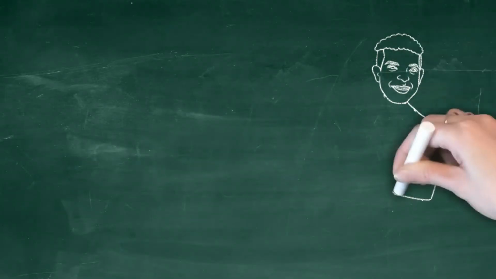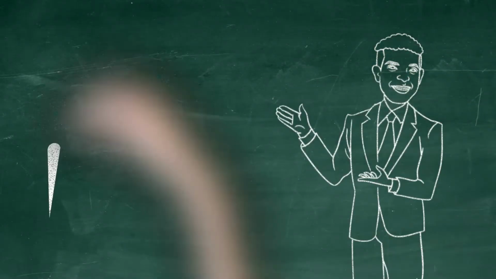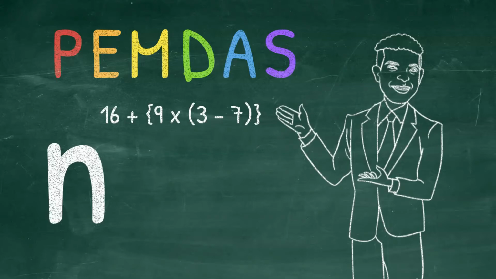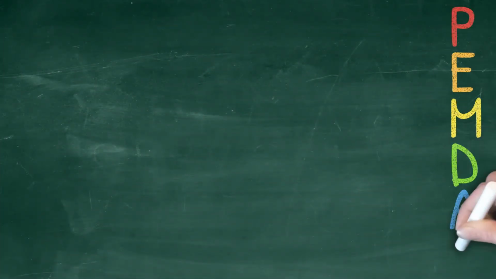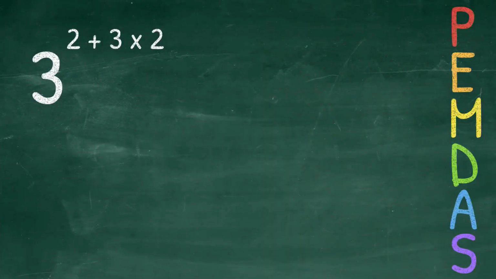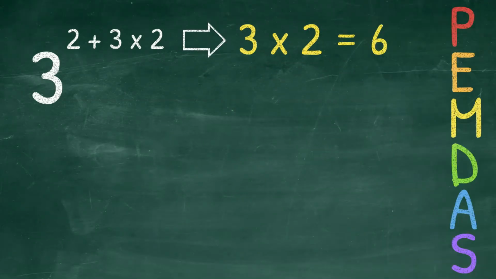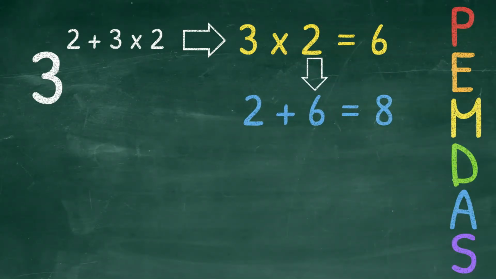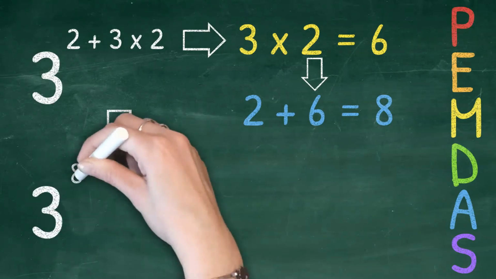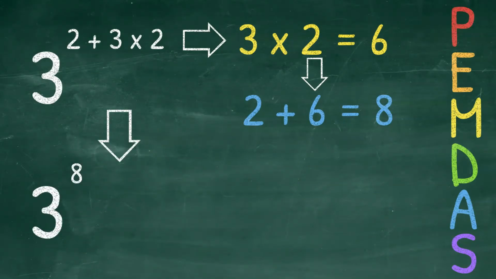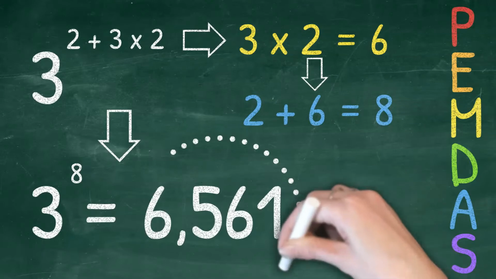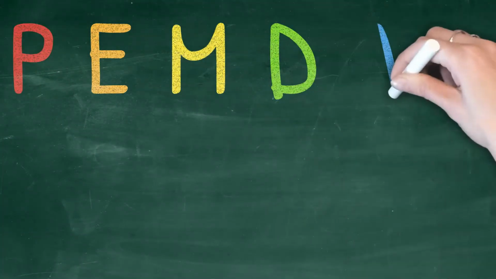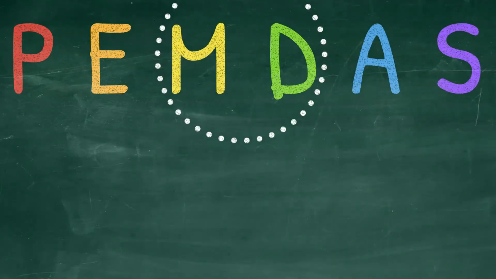What if you run into a complex exponent? Good news, the order of operations works there too. If we have 3 with an exponent of 2 plus 3 times 2, we evaluate the exponent first by multiplying 3 times 2 equals 6 first, then adding 2 plus 6 equals 8. Now we have 3 to the 8, and we can complete that operation for a final answer of 6,561.